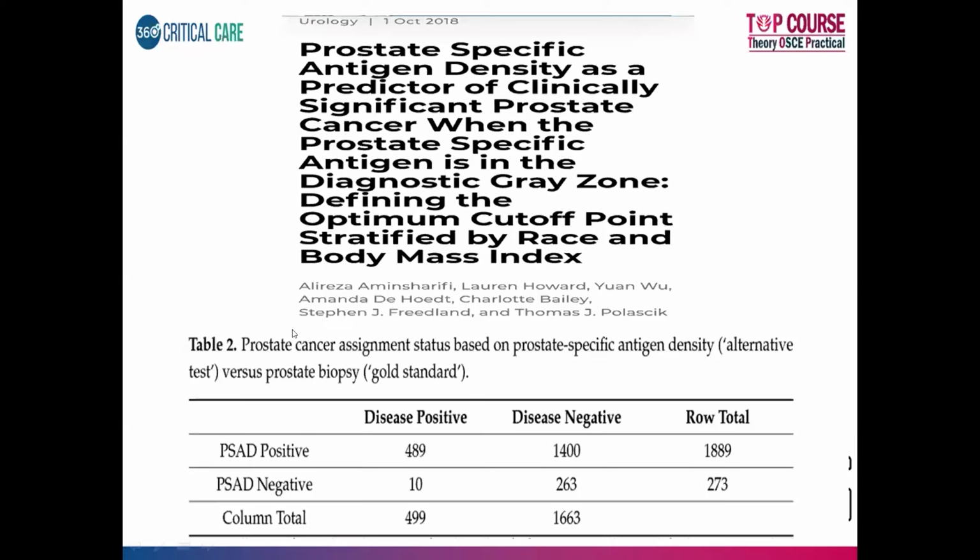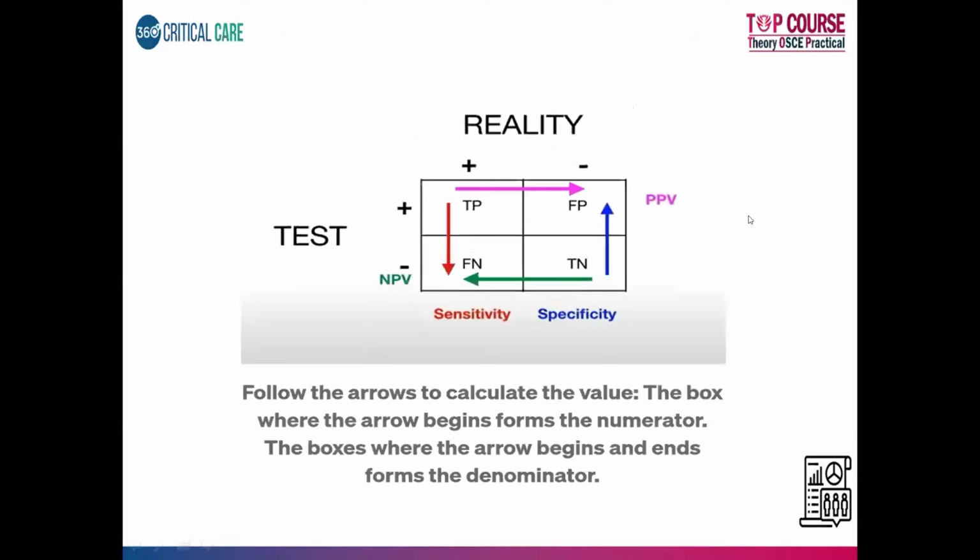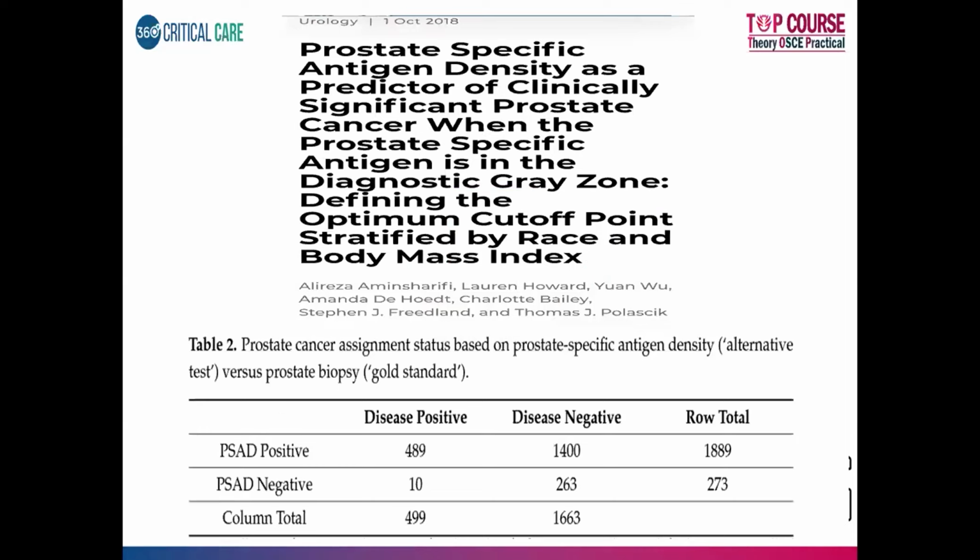So this is the table which is given here. Can you please calculate the sensitivity, specificity, positive predictive value and negative predictive value and put it in the chat box? I'll give you some time. Just remember this. I will give you the values here. Please go through the values.